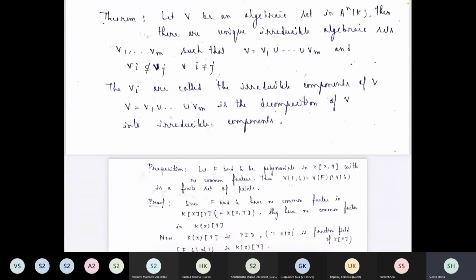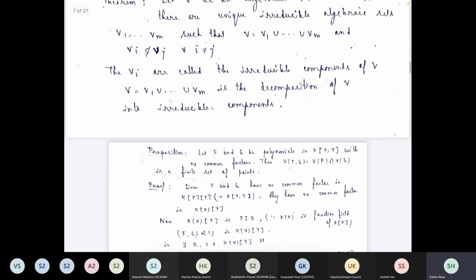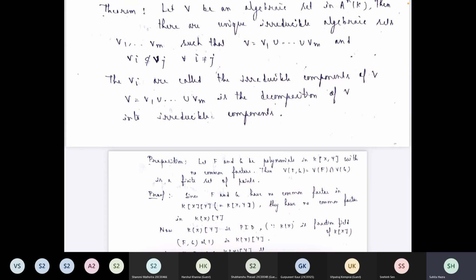Let V be an algebraic set in affine n-space over K. Then there are unique irreducible algebraic sets V1, V2, ..., Vm such that V equals V1 union ... union Vm and Vi is not a subset of Vj. That is, no one is contained in another. These Vi are called the irreducible components of V, and we can write V as the union of Vi, i equals 1 to m, and this presentation is called the decomposition of V into irreducible components. So it is almost like the prime factorization. In every field of mathematics we have some semblance. It is very natural and very interesting to study and seek the oneness of the truth.